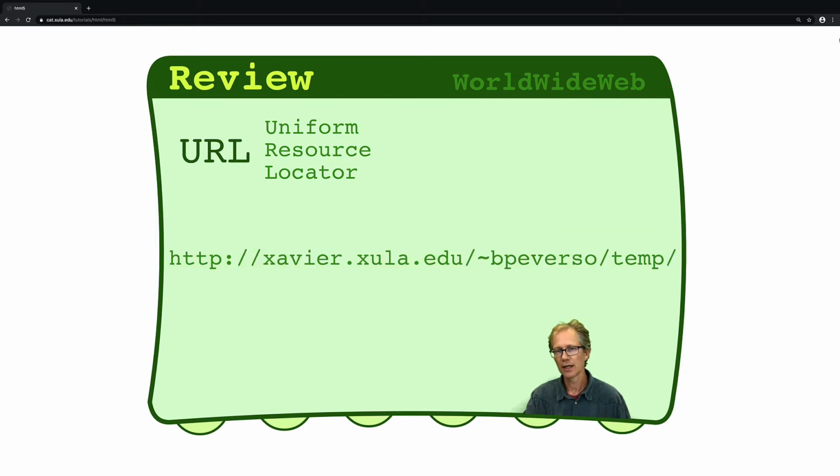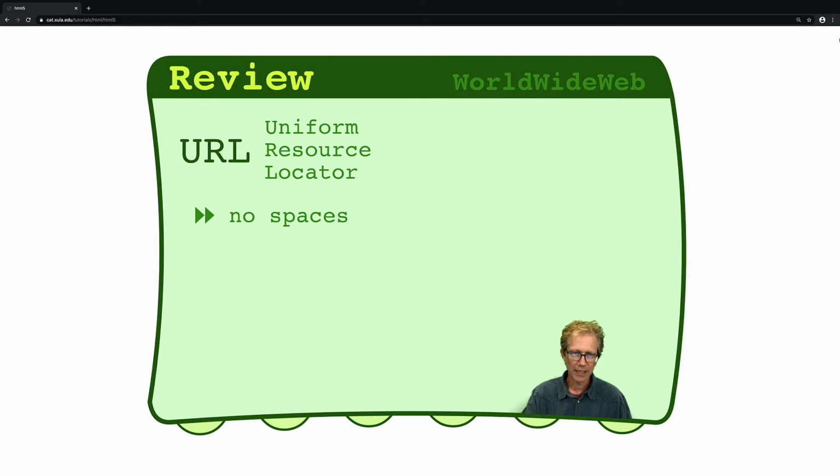And of course, these URLs can take different forms. We could specify different servers or subdomains even within the same domain of Xavier. And we won't get into the details of what all this means right now. It should be noted, though, that URLs, generally speaking, should not have spaces. They should not have special characters with diacritical marks. You can have these, but they have to be encoded, and that gets complicated.